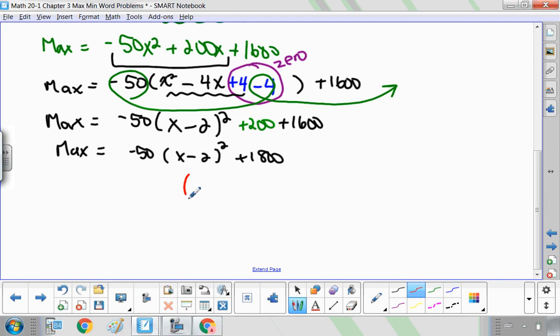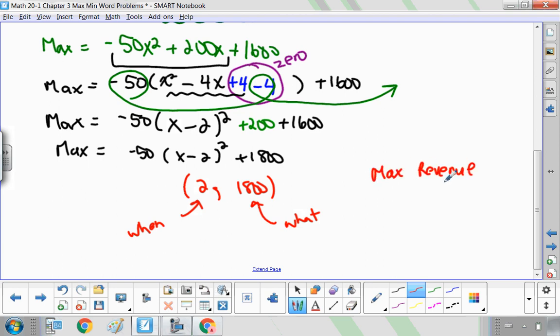So now let's state our vertex. Our vertex is opposite on the inside, straight up on the outside. So this is what my max or min is. This is when my max or min occurs. So what it is the maximum revenue. So the maximum revenue is going to be 1,800. So they're going from 1,600 to 1,800. When it happens when I have multiples of 2.